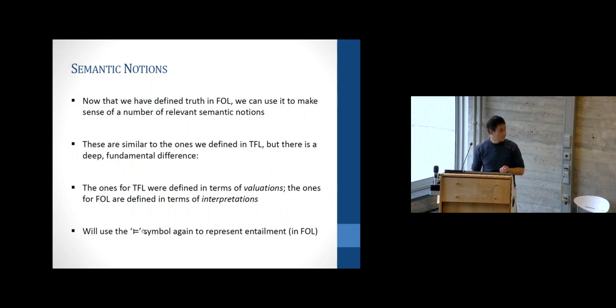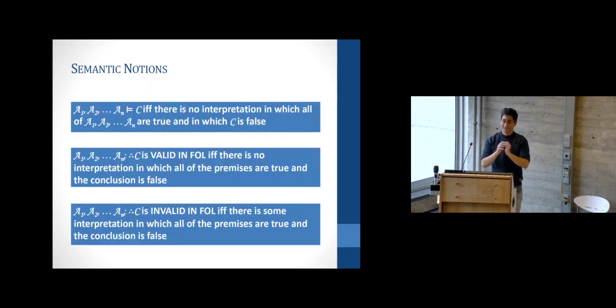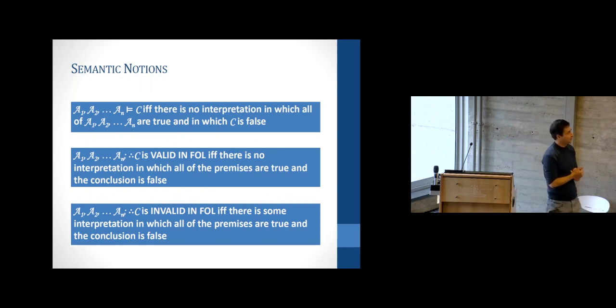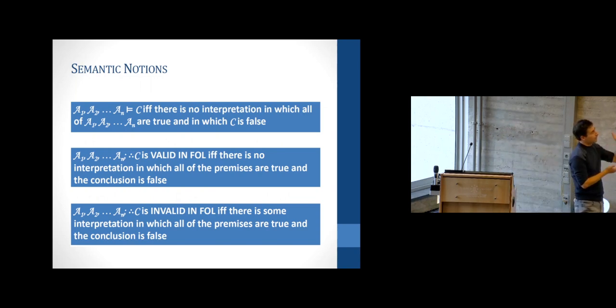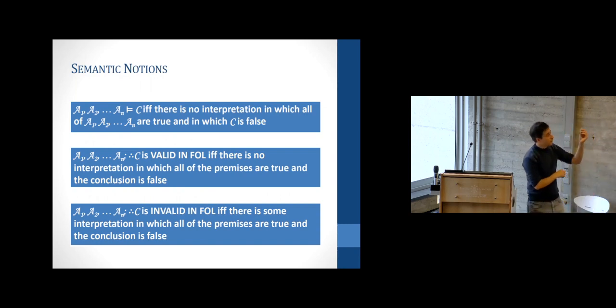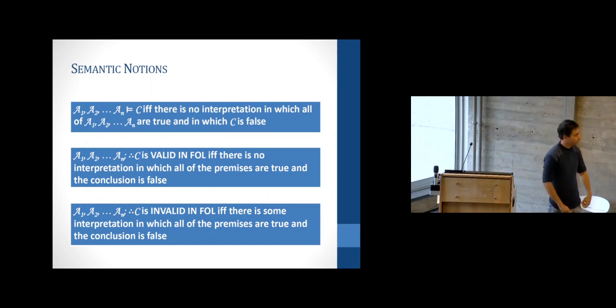Okay, and we're going to use the double turnstile, this symbol, to represent entailment the same way we did in truth functional logic. So I'm going to throw at you a bunch of definitions of semantic concepts. A1 to An entails C. When is this going to be true? If there is no interpretation in which all the premises are true and the conclusion is false. So now we have a definition of entailment in first order logic.